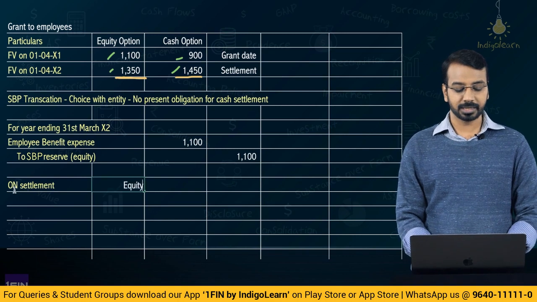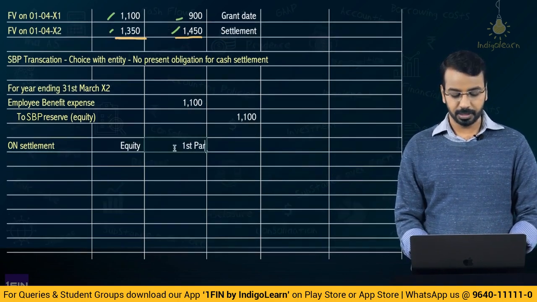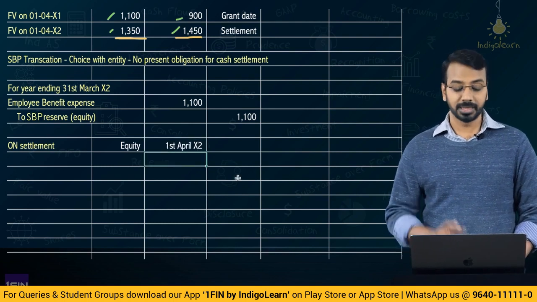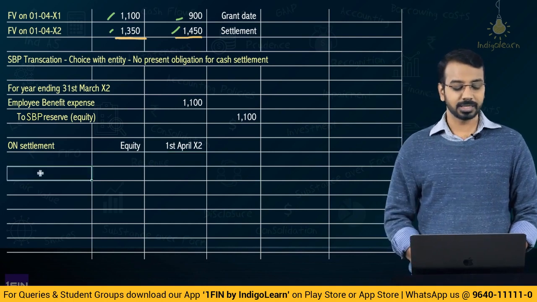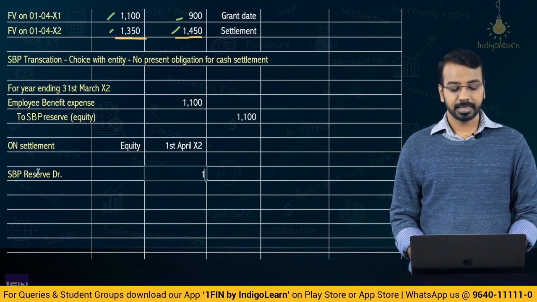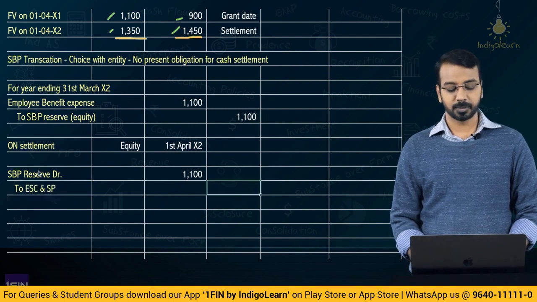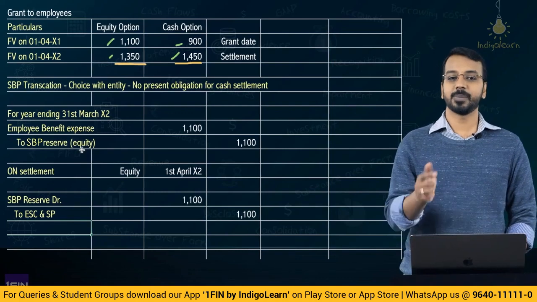So on settlement, if it is equity settled, the transaction will be, and this date is 1st of April of year 2, and we have assumed in this case a 1 year vesting period. So on this date, what will you do? SBP reserve debit 1100, and you will say to equity share capital and maybe securities premium 1100. So no further adjustments are needed.